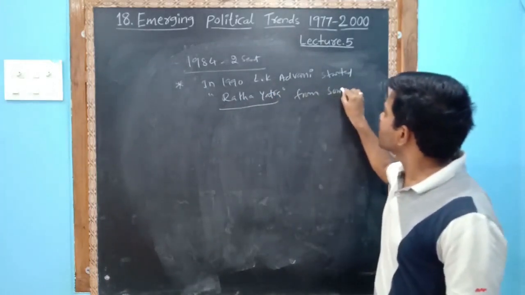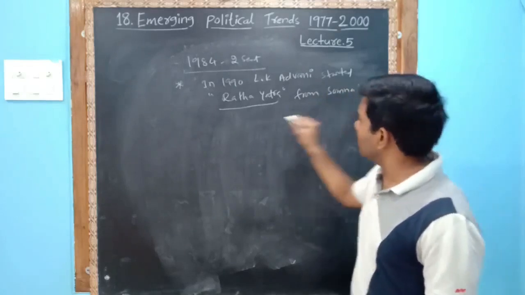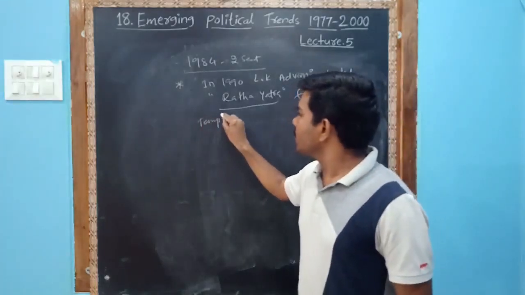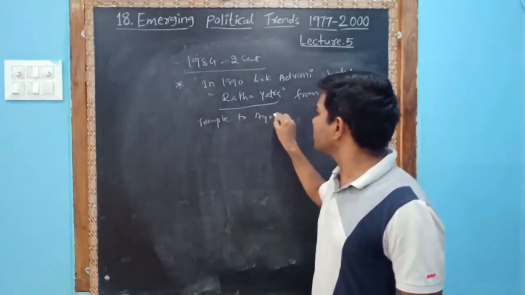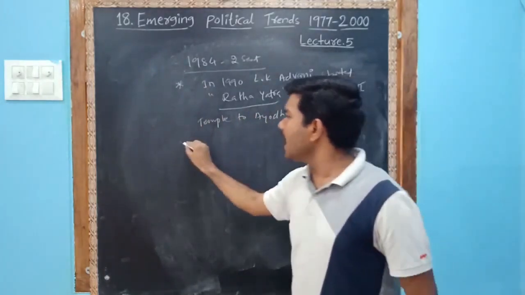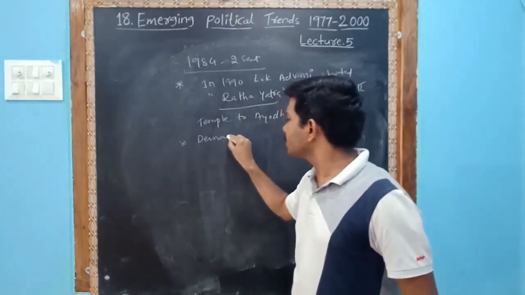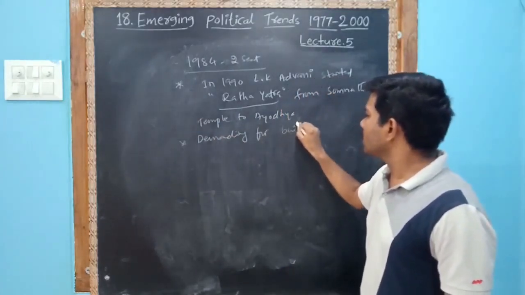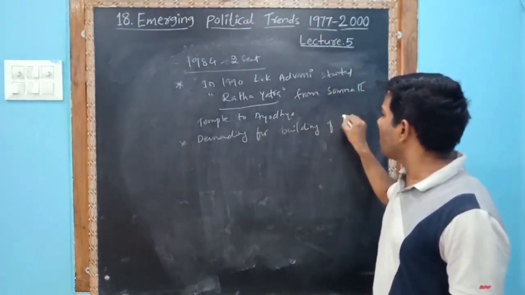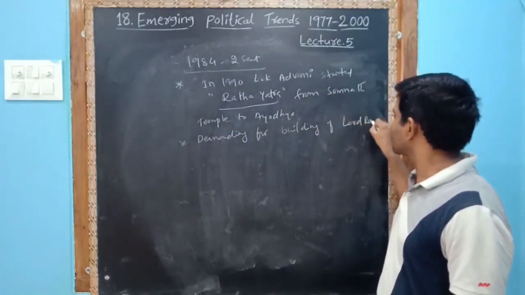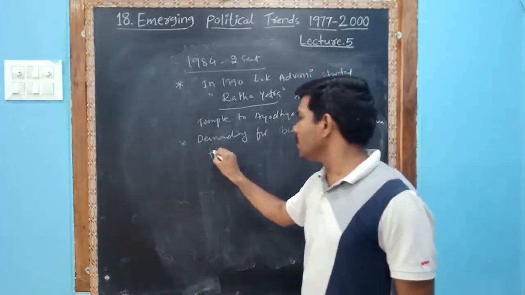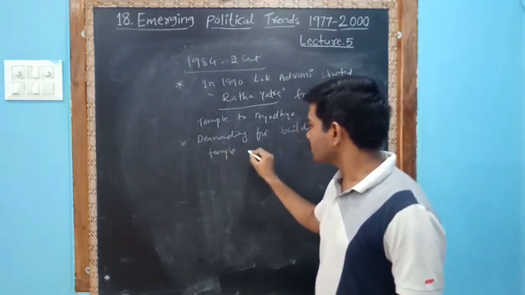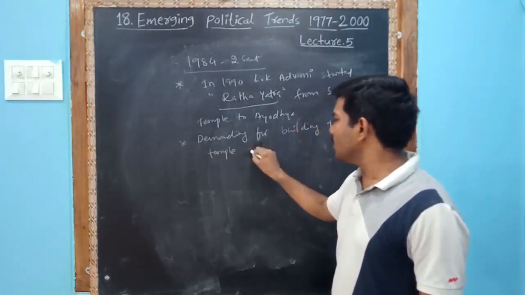The Rath Yatra went from Somnath Temple to Ayodhya, demanding the building of a Lord Rama Temple in Ayodhya.